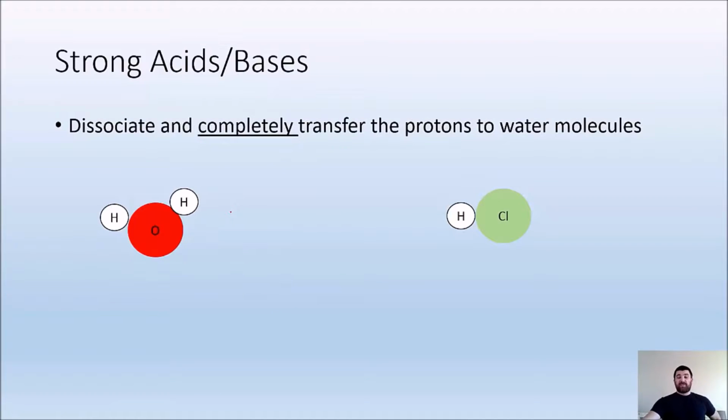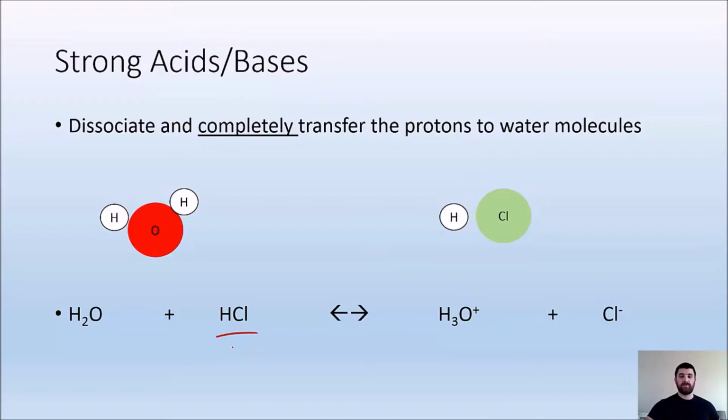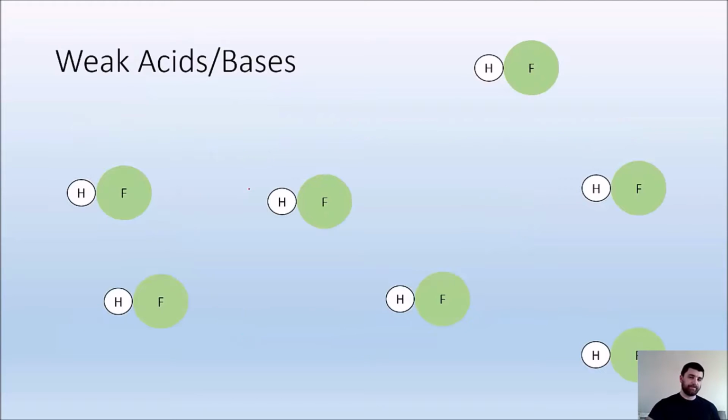All right, strong acids and bases. These things will dissociate and completely transfer the protons to water molecules. So what's going to happen is all of the HCl's are going to lose the H and give it to H2O, making it H3O plus. So it's going to look like this. And this is going to be a complete transfer. All the HCl's are going to do that. That's what makes it a strong acid. Bases will do the same thing, except with hydroxide ions or accepting H pluses.